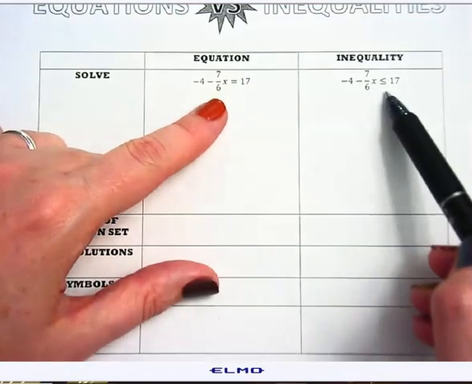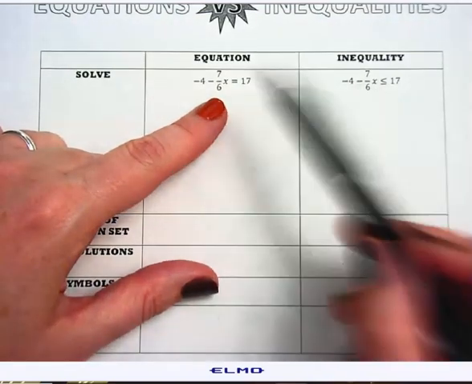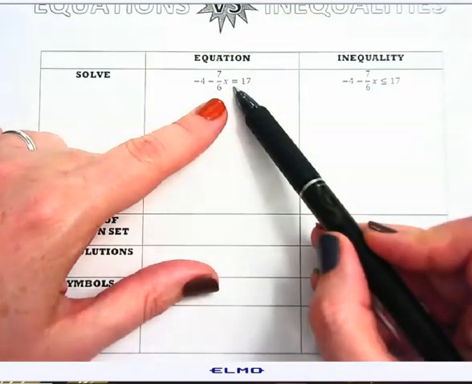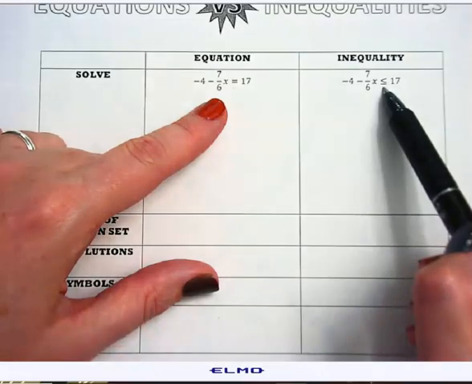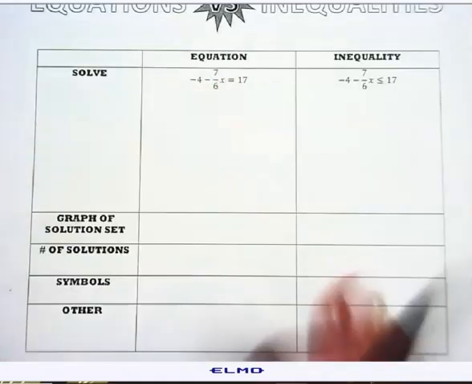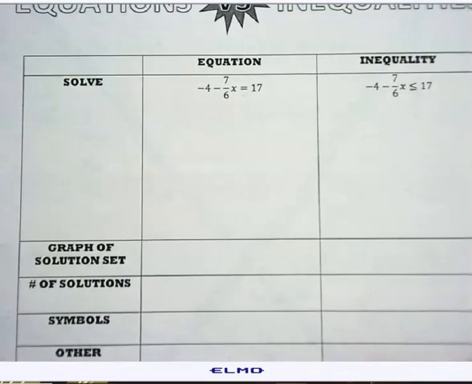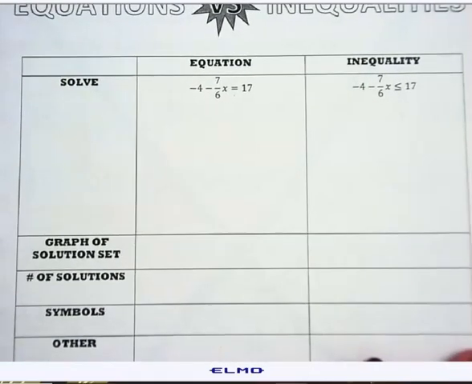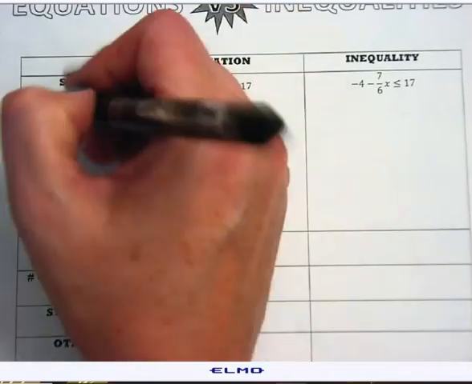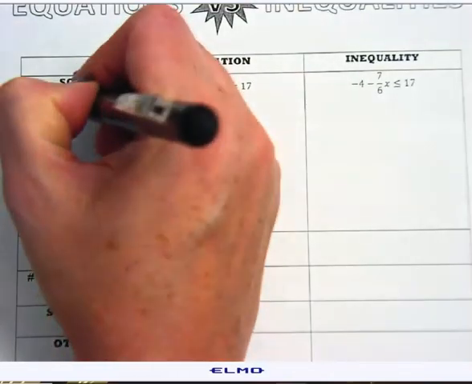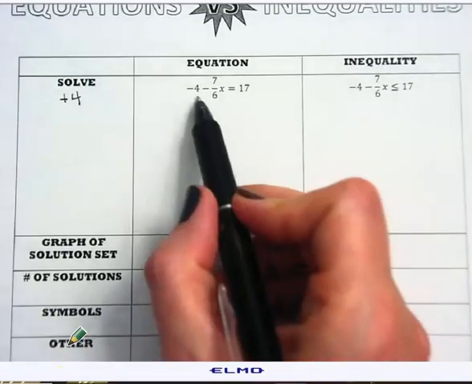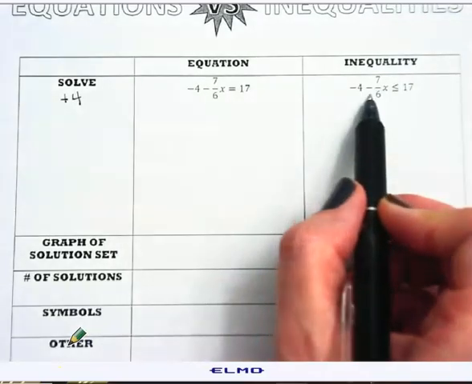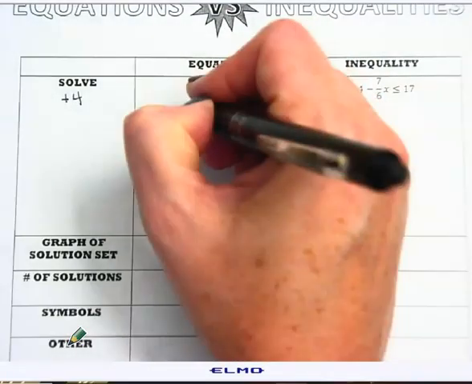You'll notice that everything is the same about these two things, except one has an equals, so we call it an equation, and one has an inequality symbol, so we're going to call that an inequality. Last week we reviewed how to solve problems like this. We start by adding 4 to both sides. So I'm going to go ahead and do that to both sides of my equation and my inequality. Take a second and do that as well.